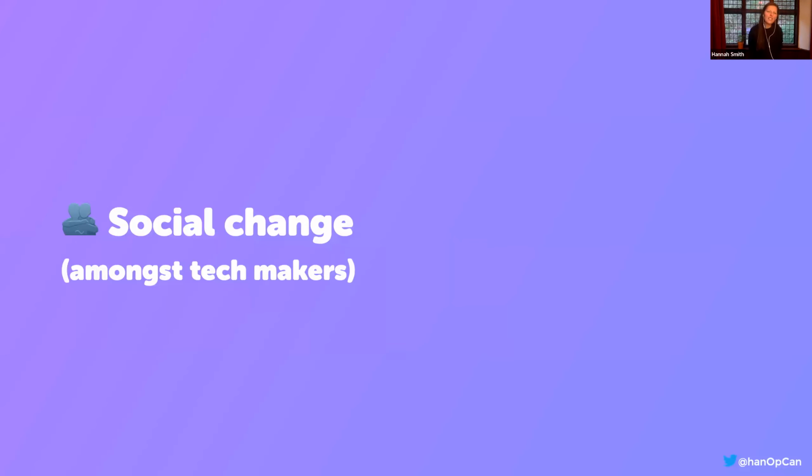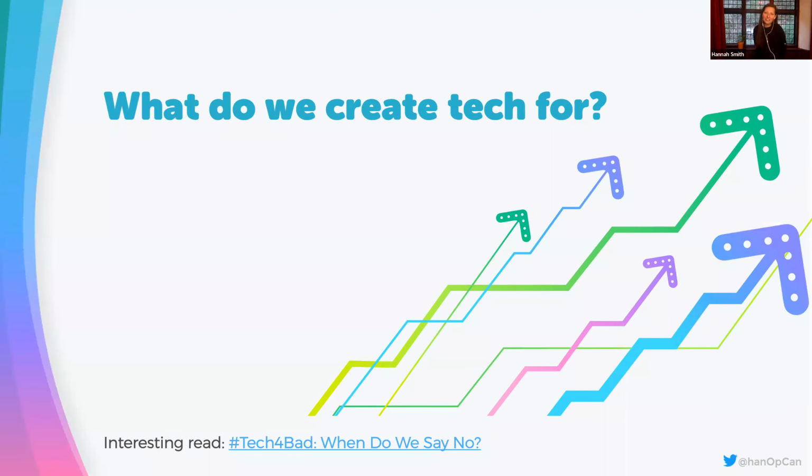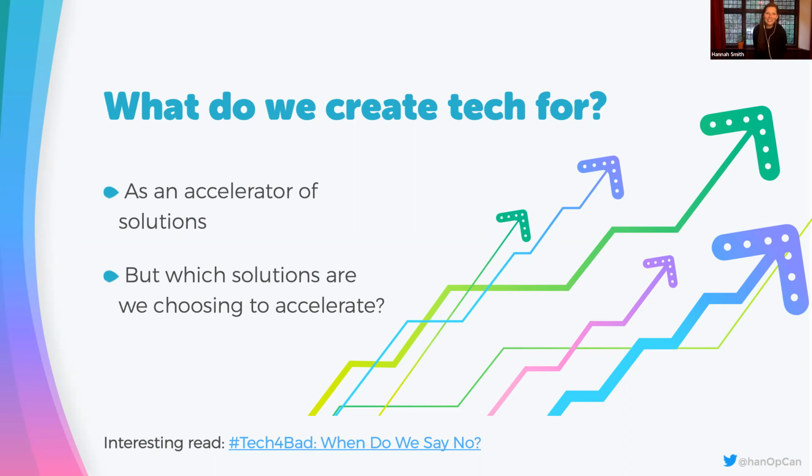And the last pillar in our sustainability is social change. And again, there's a few questions that I think as tech makers, we need to ask ourselves if we are going to make a difference on sustainability. The question we have to ask ourselves is, what do we create tech for? The short answer is we create tech to be an accelerator of solutions. And the question is, which solutions are we choosing to accelerate through the use of our skills? Within the tech sector, we have a lot of power to accelerate things.